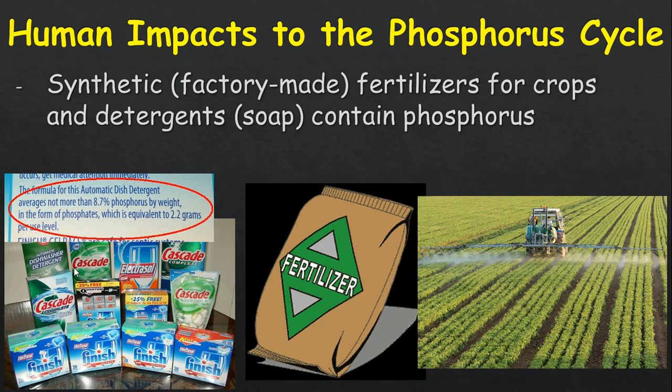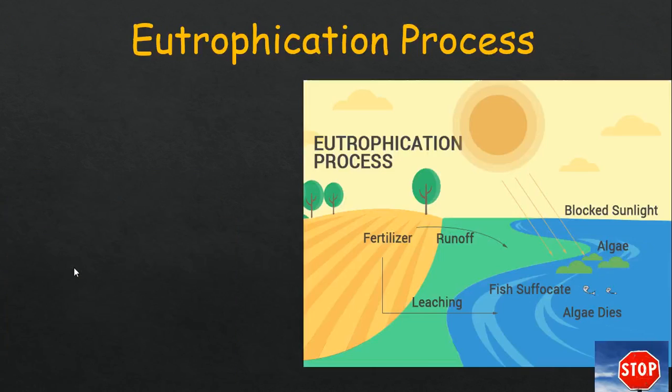So if it gets into the environment, let's say we sprinkle it on our crops, for example, that phosphorus and those fertilizers can actually leave that field in, let's say, a rain event. And then that causes those fertilizers to run off into a nearby body of water. That can cause some major issues right there. And this overall process is called eutrophication.